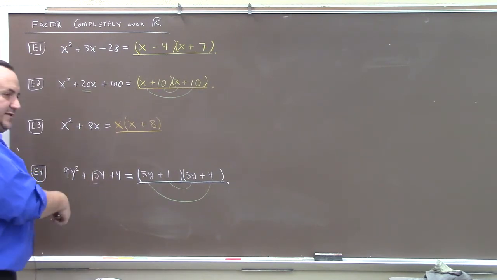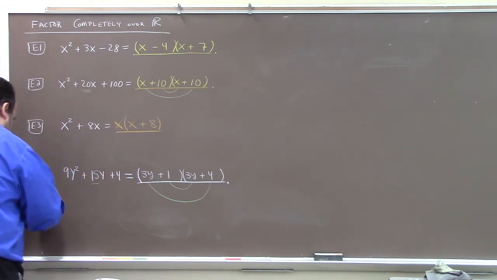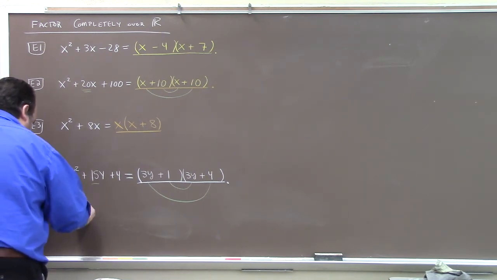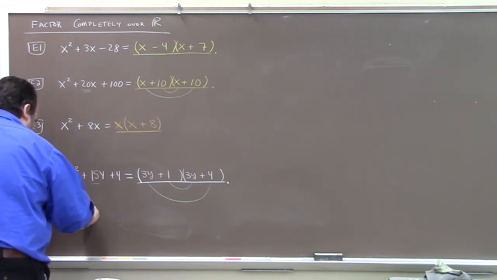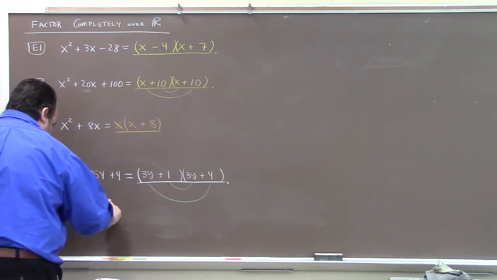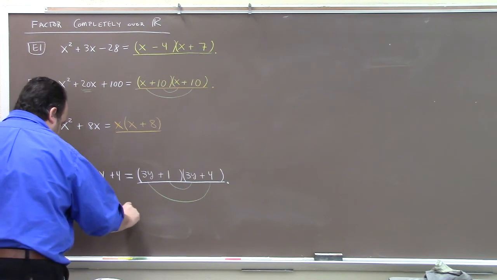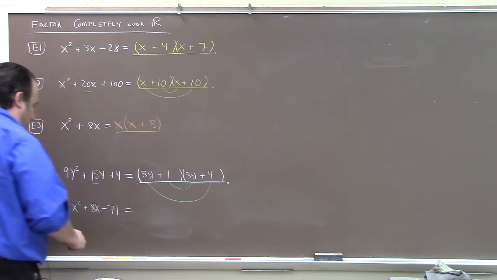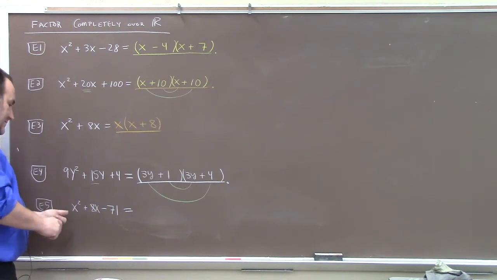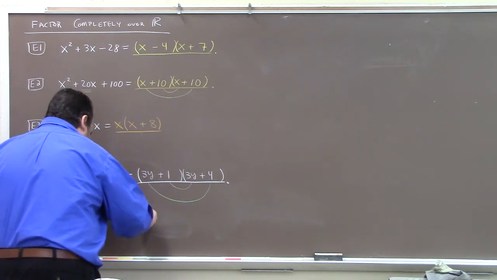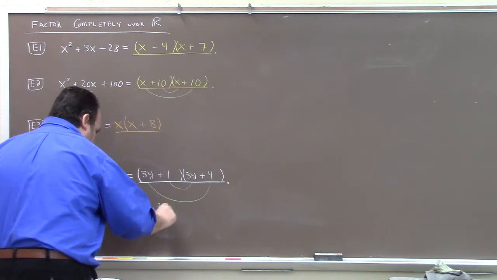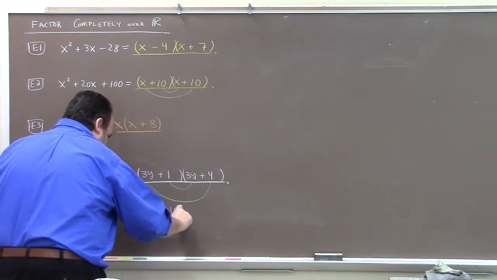Let me throw in a completing the square type example down here. Something like x squared plus 8x minus 71. There, that's awful. So that's not going to factor. So I'm going to complete the square on this guy. So that gives me x minus 4 squared minus 16 minus 71.